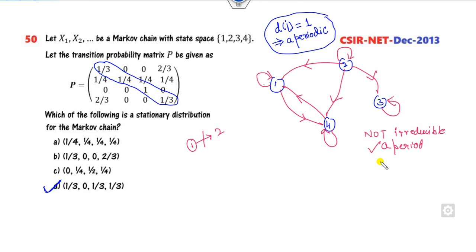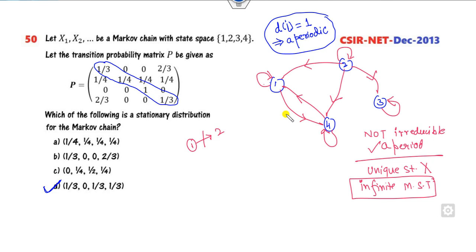Fine. It is aperiodic. Yes. So what is the meaning of that? Is it a unique stationary distribution? No. It has infinitely many stationary distributions. Fine. How can you check? Now you can see 1 to 4 is one class, because there is only one way you can go from here. What about 2? If you go from 2, is it possible you can come back to 2?